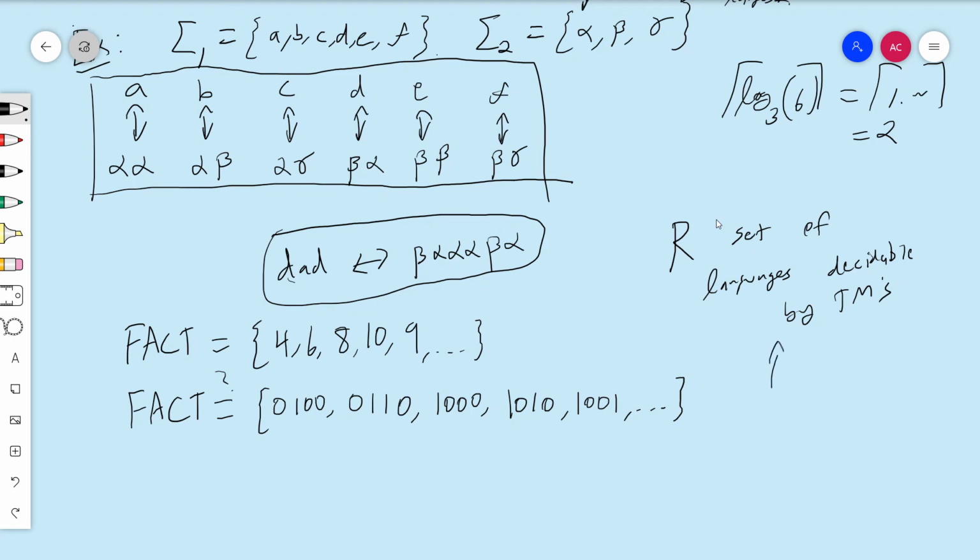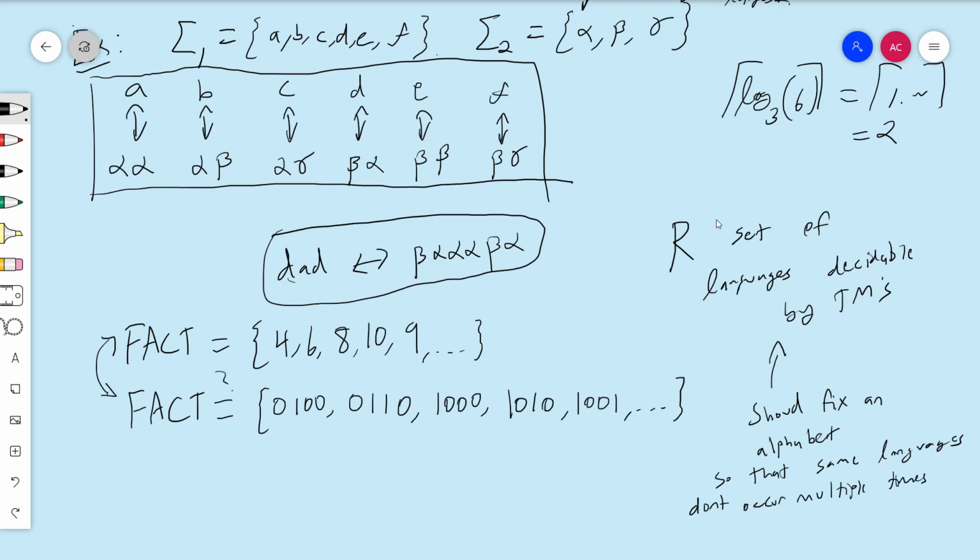So what we should do is fix an alphabet, so that the same languages, up to different encodings like this, don't occur. But if we do that, how do I know that I'm not missing anything?